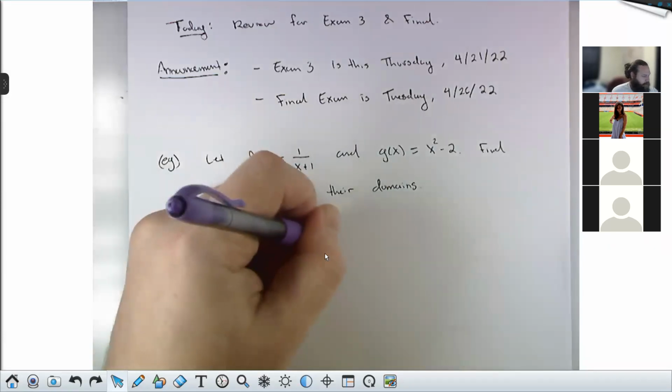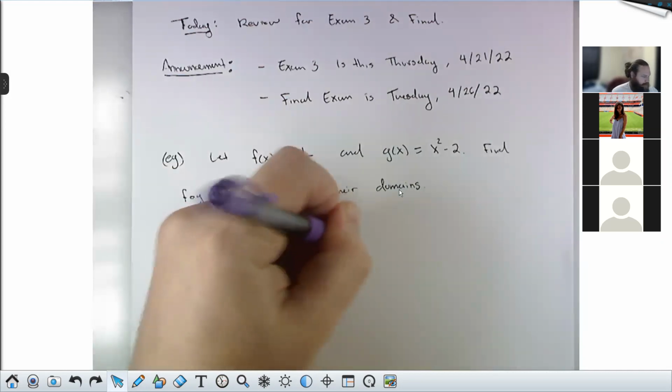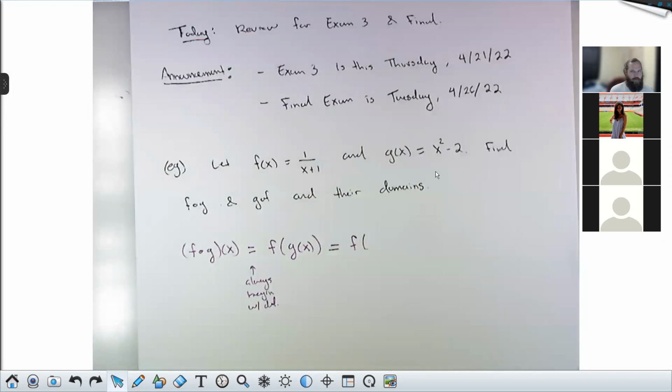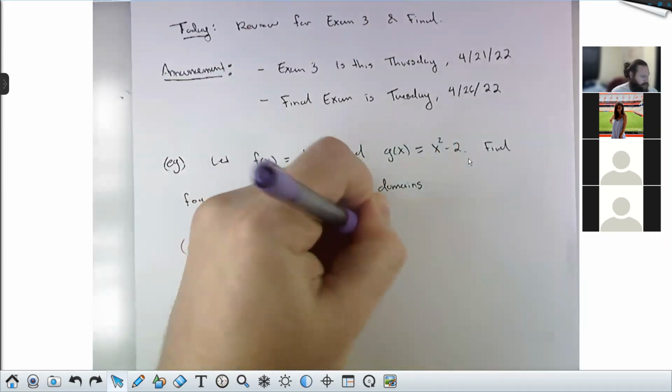And then from here, we kind of know what this means. This means we're going to take g of x and plug it into f of x. So that's what this really says. This says you're going to take g of x and use that as the input for f. So I would write this as f of, and then what is g of x? We work from the inside out. g of x is x squared minus 2.